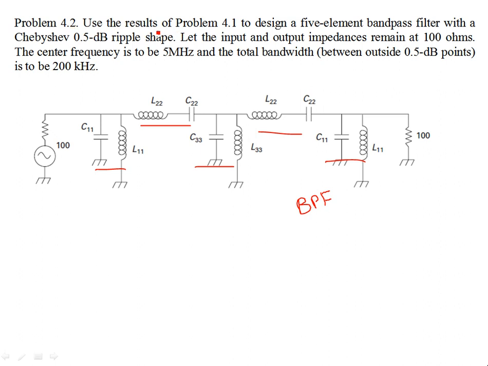So we again have to use the results of problem 4.1 in the last lecture to design the 5-element bandpass filter with a Chebyshev 0.5 dB ripple shape, and let the input and output impedances remain at 100 ohms. Okay, so the scaling factor is the same. The center frequency is to be 5 megahertz. The total bandwidth between outside 0.5 dB band is to be 200 kilohertz.